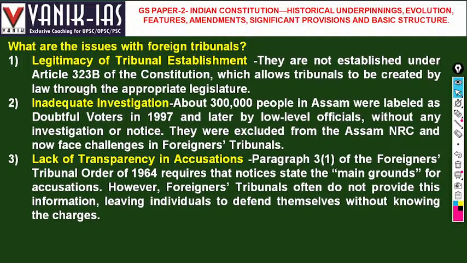Inadequate investigation. About 3 lakh people in Assam were labeled as doubtful voters in 1997 and later by low-level officials without an investigation or notice. They are excluded from the Assam NRC and now face challenges in the Foreigners Tribunal.